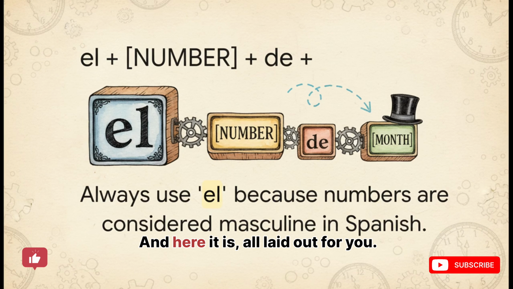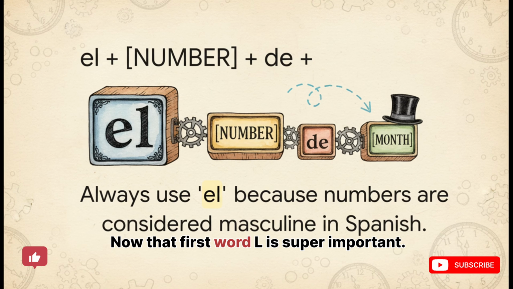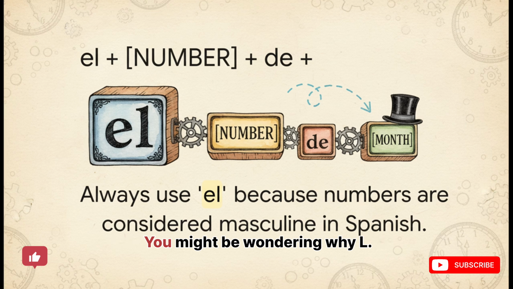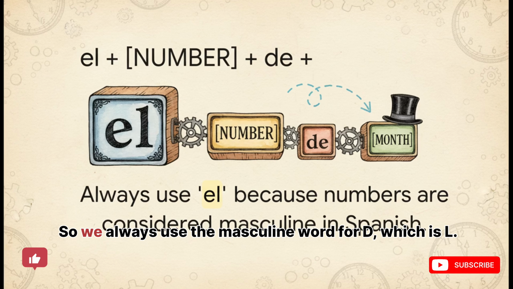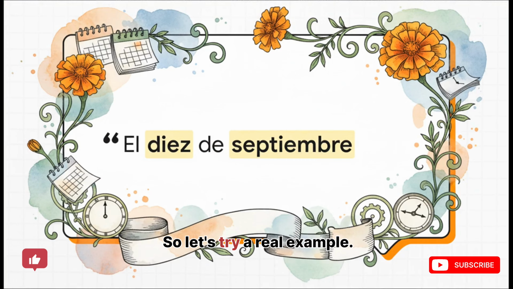And here it is, all laid out for you. That's the core formula. Now, that first word el is super important. You might be wondering, why el? Well, it's because in Spanish, numbers are treated as masculine nouns, so we always use the masculine word for the, which is el.